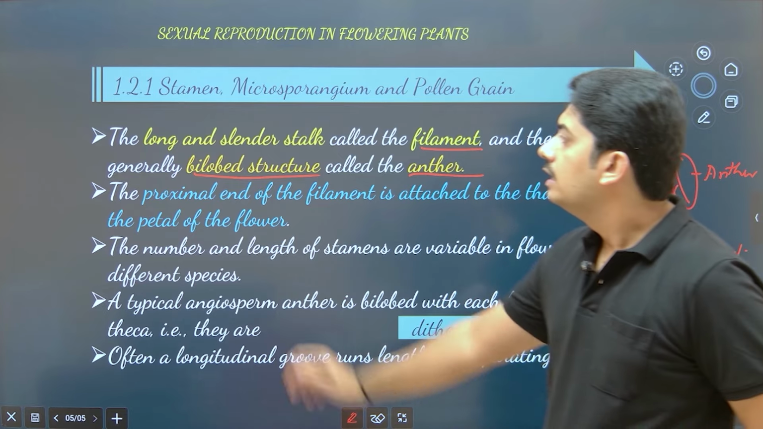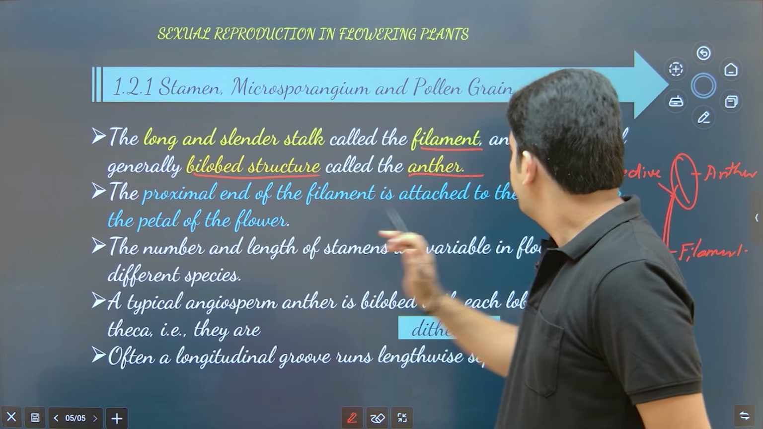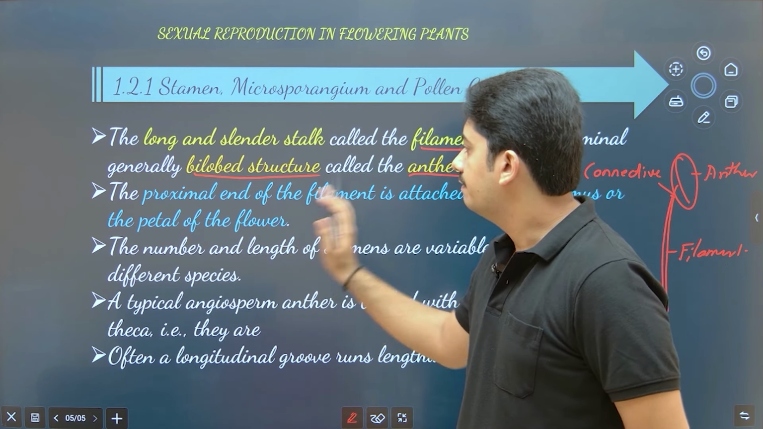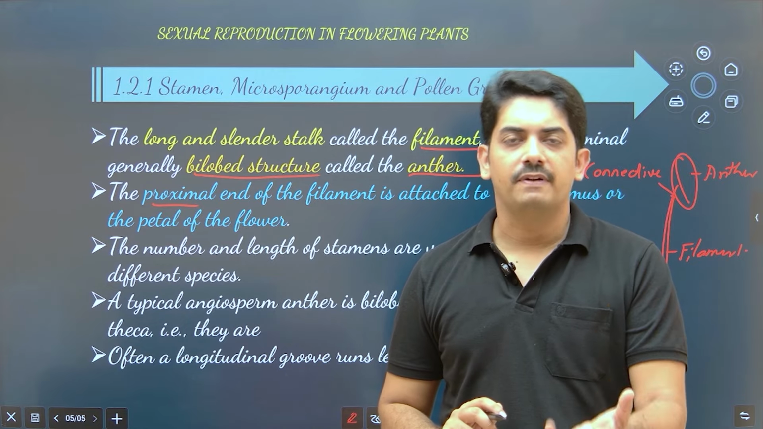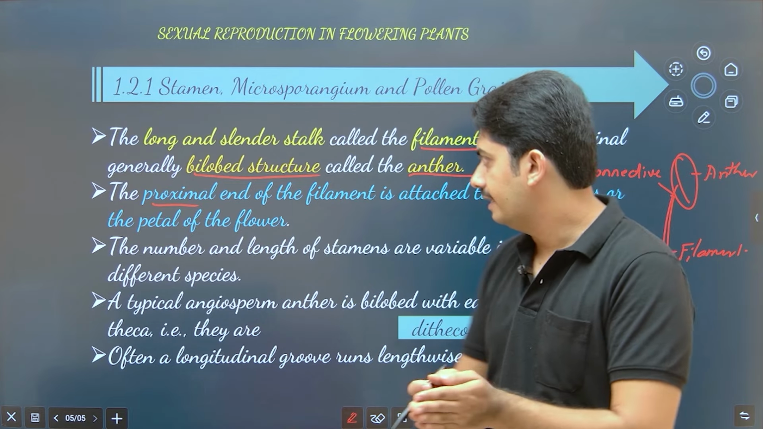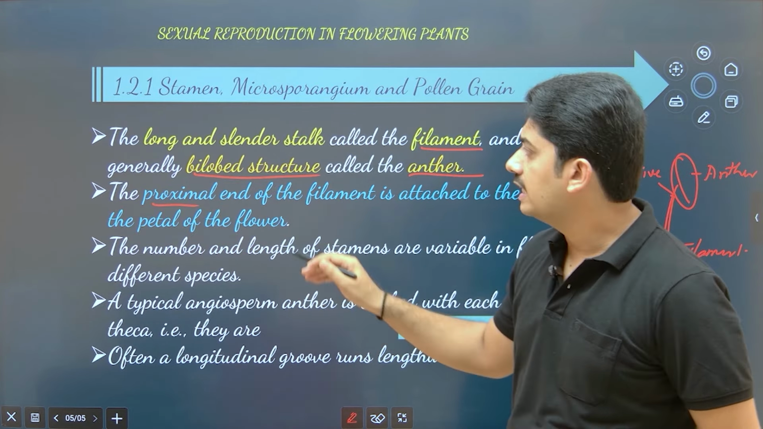What is that actually? The proximal end of the filament is attached to the thalamus or the petal of the flower. Why is it given as proximal, right? So it is referring to the thalamus. Okay, that is why they have given proximal end. Sometimes in competitive exams, instead of giving proximal end, they just change one word and make it distal end. So be careful while reading this statement. Proximal end of the filament attaches to the thalamus.